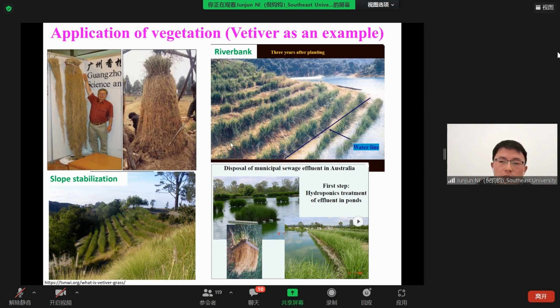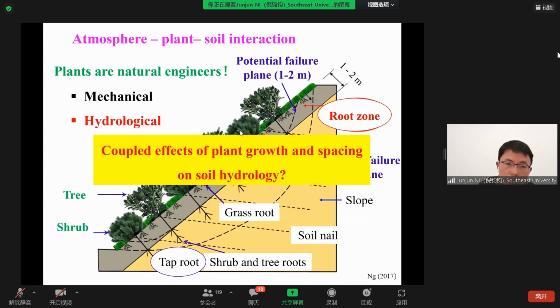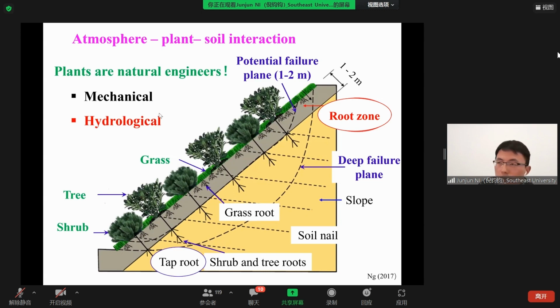Now this is a simple illustration of these atmosphere-plant interactions. Normally, as I said, most studies care about the mechanical aspect, just like this long tap root that can function as a soil nail. But recently, we focus more on another contribution, which is also very important: the hydrological contribution. We know that plants can absorb water, right? Not only within the root zone, but also below the root zone, sometimes up to 5 times the root depth. So engineers can use these hydrological effects of plants.